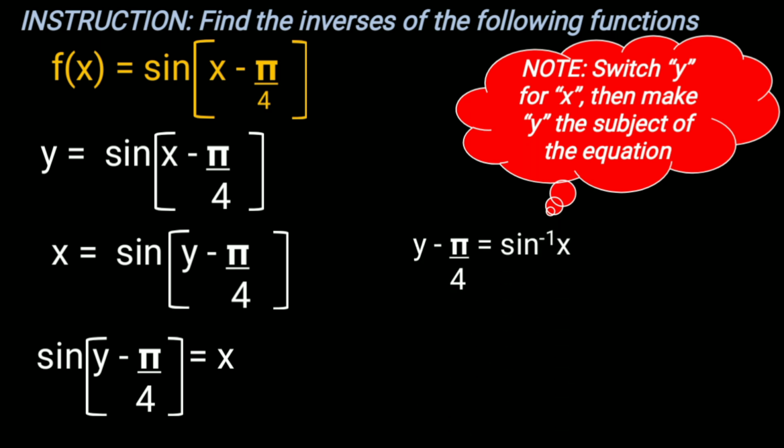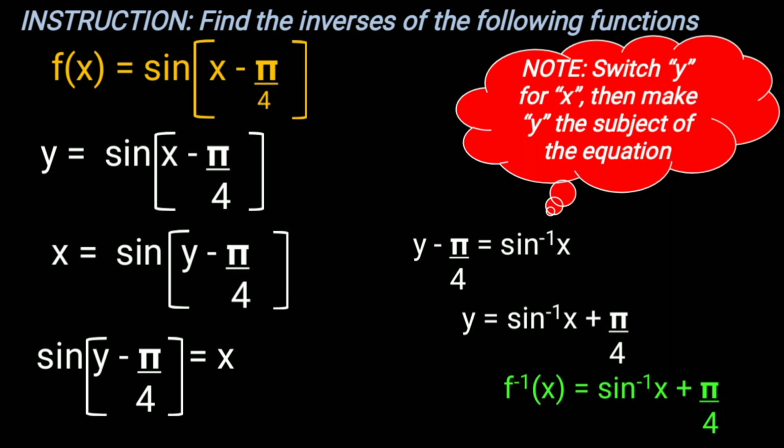And then the next step is y minus pi over 4 equals sine inverse of x. That is, when sine is moved to the other side of the equality sign, it becomes the sine inverse of whatever terms you have there. So in this case, we move minus pi over 4 to the other side of the equality sign, and that becomes y equals the sine inverse of x plus pi over 4. This is basically the inverse of the given function. Then we've got to use the denotation of the inverse of a function. So the inverse of the function is the sine inverse of x plus pi over 4.